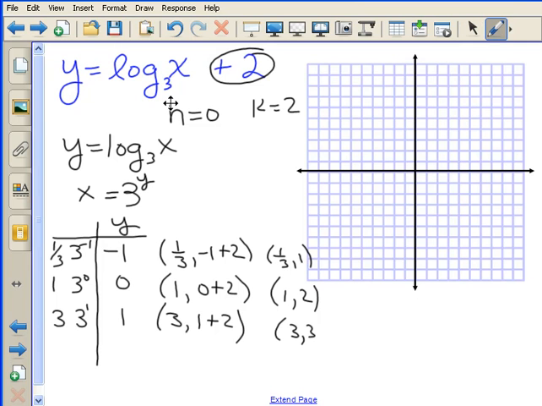So let's show those first. If this is 1, 2, 3, and 1, 2, 3, we'll use every other tick mark. If we go to (1/3, 1), we have a point here. If we go to (1, 2), a point here. And our third point is at (3, 3).